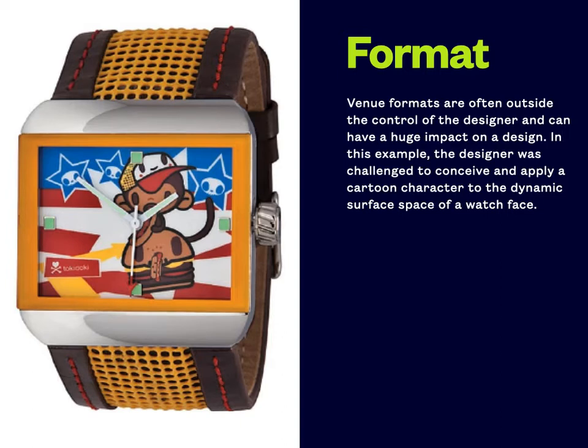Take a look at this watch, for instance. It's an example of format and venue. Venue formats are often outside the control of the designer and can have a huge impact on the design as a whole. In this example, the designer was challenged to conceive and apply a cartoon character to the dynamic surface space of a watch.